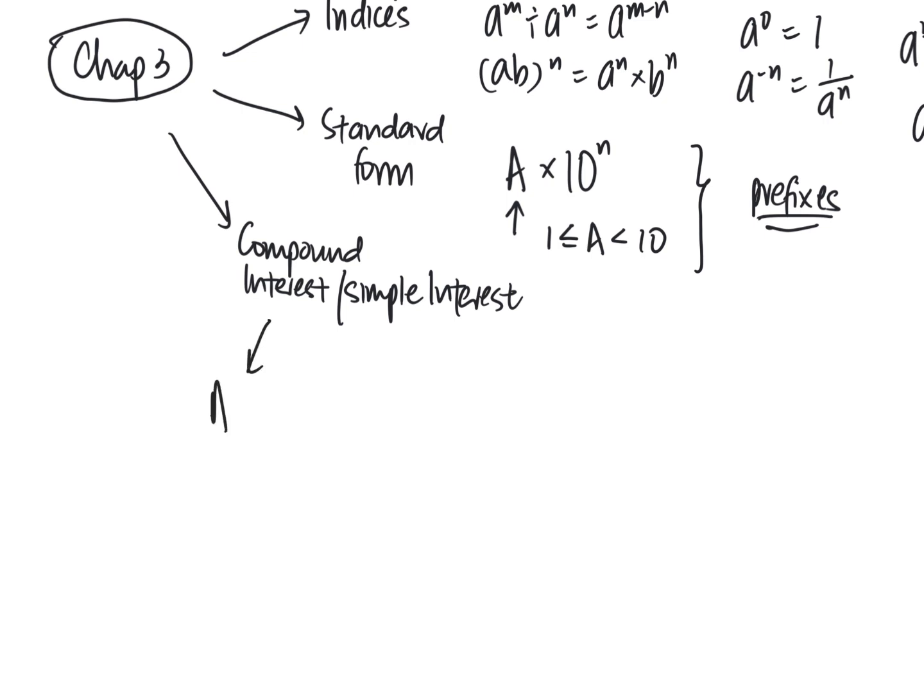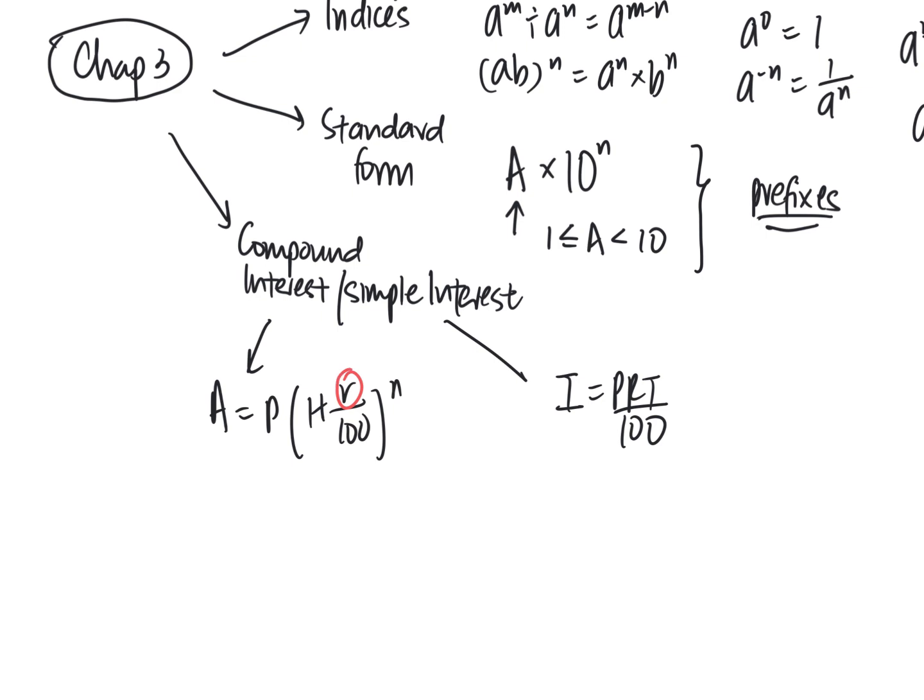Compound interest formula is given. Simple interest is PRT over 100. Just remember this one can change. This one can change as well. So if I say compounded quarterly, then you divide by 4, and then this one you must times 4. So always do like that. Half yearly, you divide by 2, times 2.